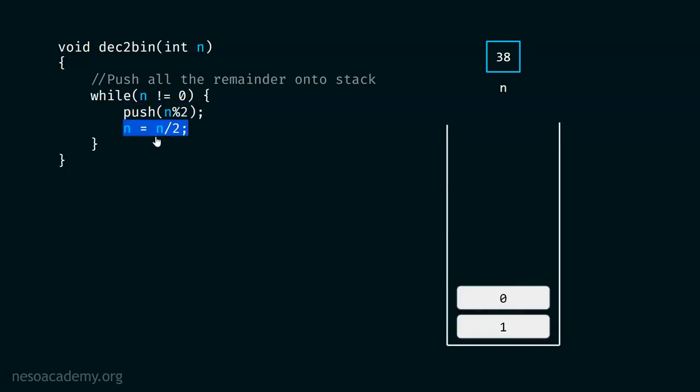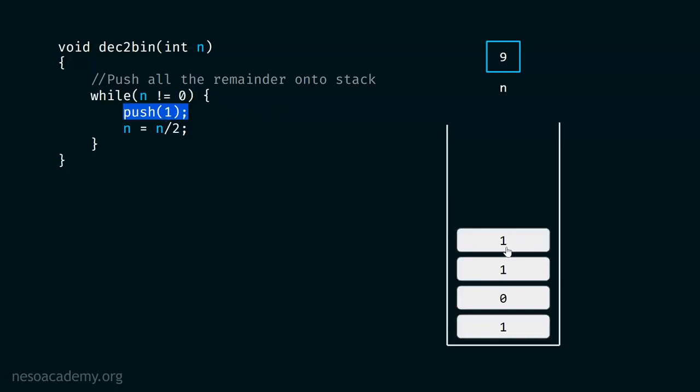Then again, we will update our n variable. This becomes 19. After this, we'll again check this condition. Again, this is not equal to 0. We'll get inside. We'll push n mod 2, that is 1, onto the stack. Then again, we will update our n variable. n will get updated to 9. Then we will again check this condition. We'll get inside. We'll push n mod 2, that is 1, onto the stack, because 9 divided by 2 gives remainder 1.